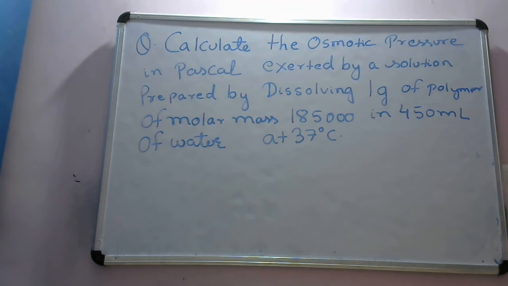So there is a solution where 1 gram of polymer is taken. Polymer is the solute, water is the solvent. The mass of solute, that is polymer, is 1 gram, and the solvent is water whose volume is 450 milliliter. The molar mass of solute is also given, 185,000. Temperature is also given, 37 degrees Celsius. Now our work is to calculate the osmotic pressure. So first of all you note down the question, then we will start solving it.